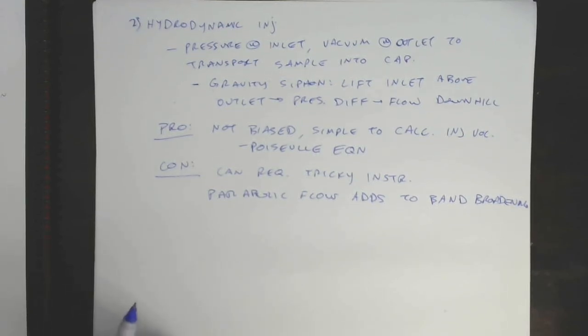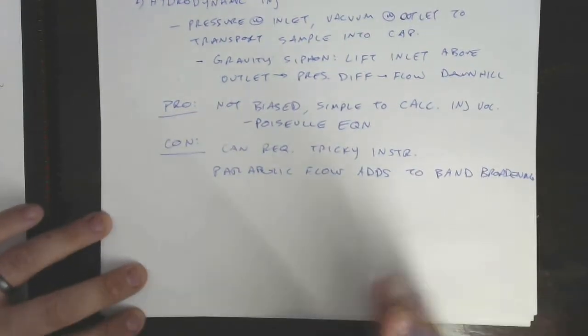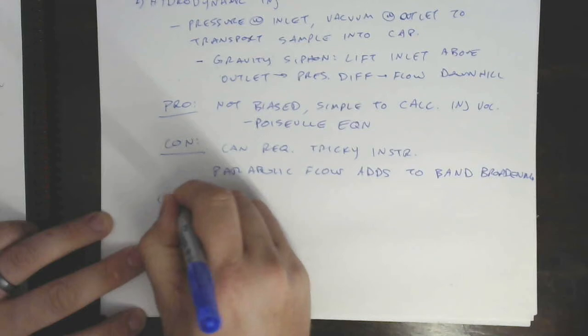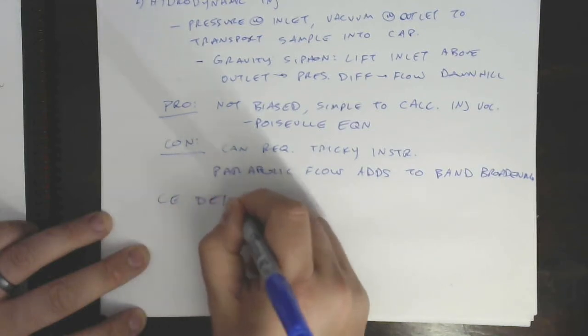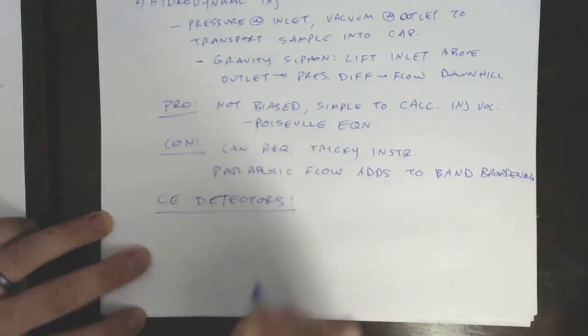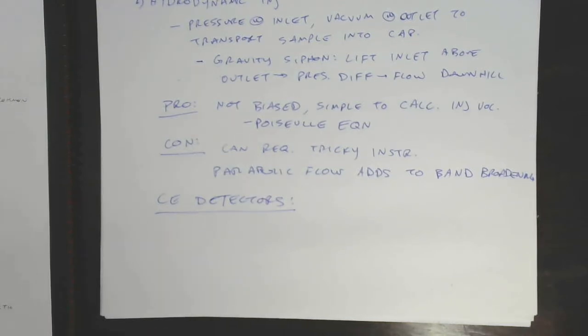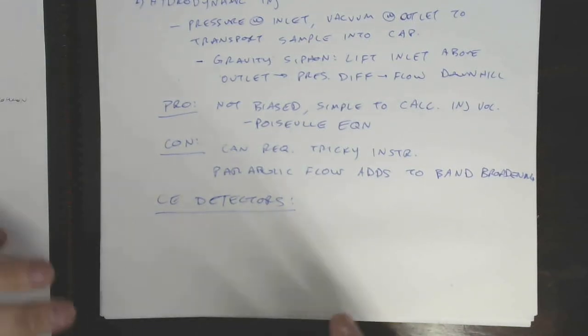Okay, the next topic we're going to talk about today, the last topic we're going to talk about today, are CE detectors. And we don't need to do too deep of a dive here because the detection technologies we're going to talk about are the same ones that we talked about in HPLC. And so they have some of the same properties, and we're not going to do a deep dive. What we're going to look at are the intricacies of some of these detection methods that are specific to CE.